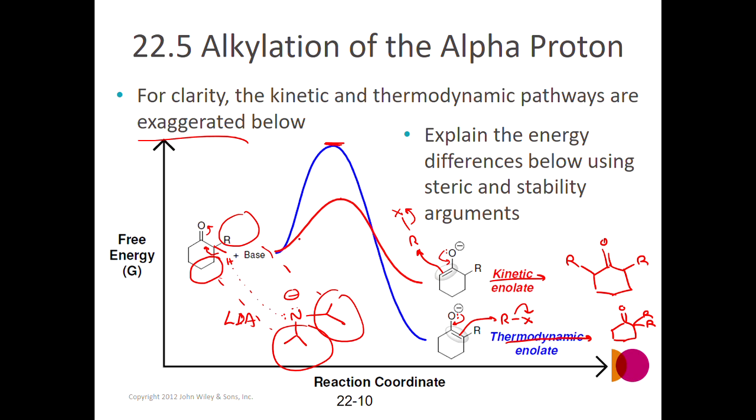And the product we'll get will be the one that happens more often through a lower energy transition state, even though it's not as stable once it forms, because the pi bond's not as substituted with R groups as it would be on the other side.